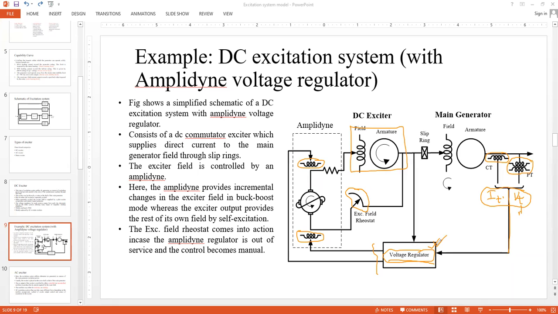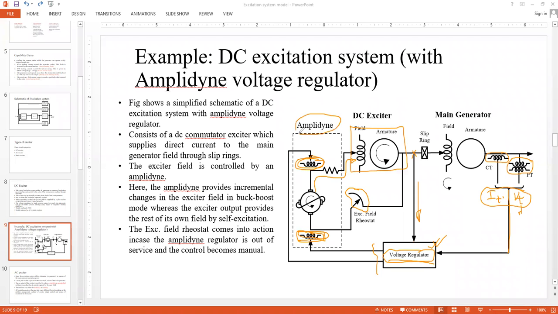So this VT is now fed back to the voltage regulator, and the voltage regulator power supply actually comes from the output of the exciter. So this is the power supply; this direction provides you the current that is required for energizing the voltage regulator. And this VT, you take it and compare it with the reference, and then if there is some error, you change the excitation of the amplidyne, and accordingly the amplidyne will provide some change in the output voltage. So this is one way of control here.